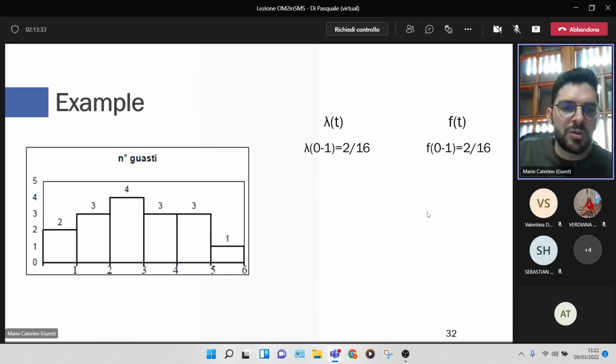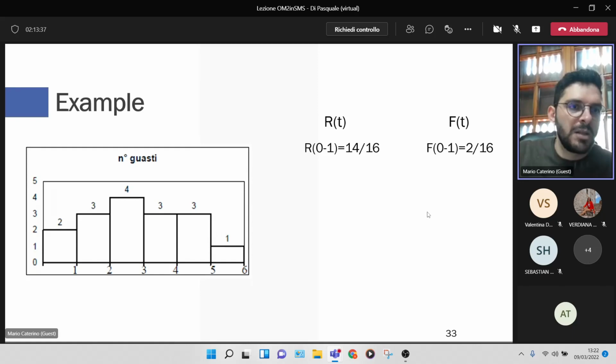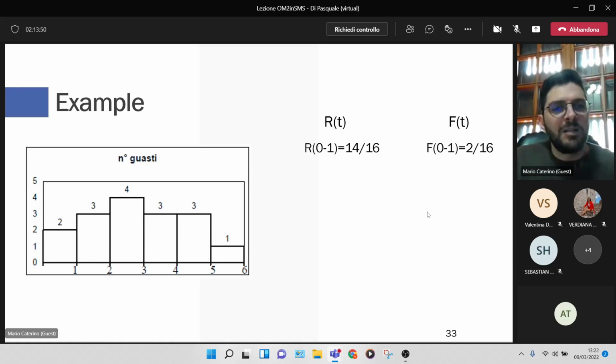Now, imagine to have this example, in which, for example, you experience, sorry, I forgot to change here in English, this is the number of failures. Imagine that you have 6 time periods from 0 to 1, 1 to 2, 2 to 3, and so on. And you want to estimate reliability and unreliability.